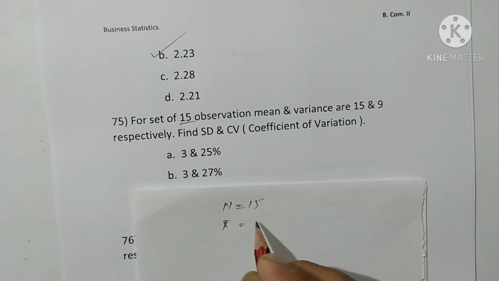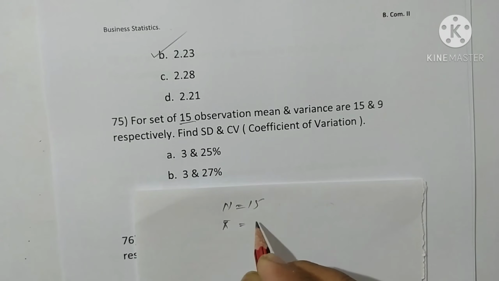The mean and variance of a distribution are 79 and 5 respectively. Calculate the coefficient of variation. We see SD is root 5, it is 2.23, and CV formula is SD upon mean into 100. Now SD is 2.23 upon mean 79 into 100, and the answer comes 2.82. You may check also. Here answer A is the correct one.